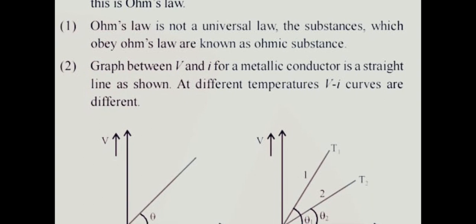The substances which obey Ohm's law are called ohmic substances. It is not a universal law at all, because it cannot be carried out in all circuit systems. That is why it is not universal. So the conductors or substances which use Ohm's law for the transfer of electric current or resistance, those substances are known as ohmic substances.